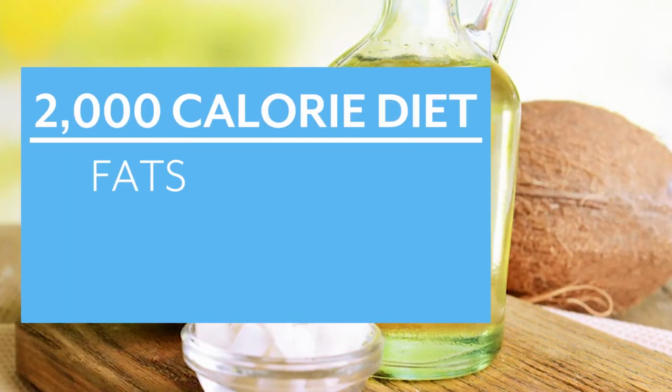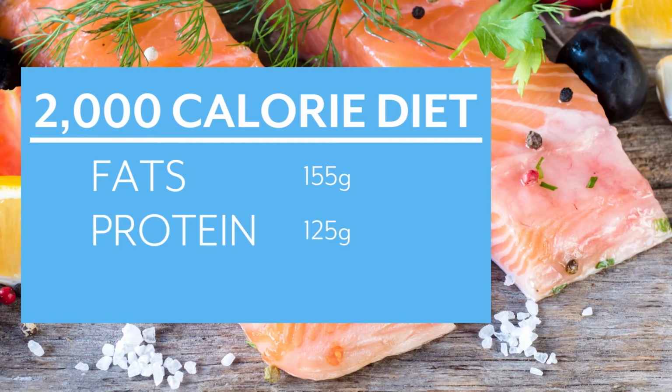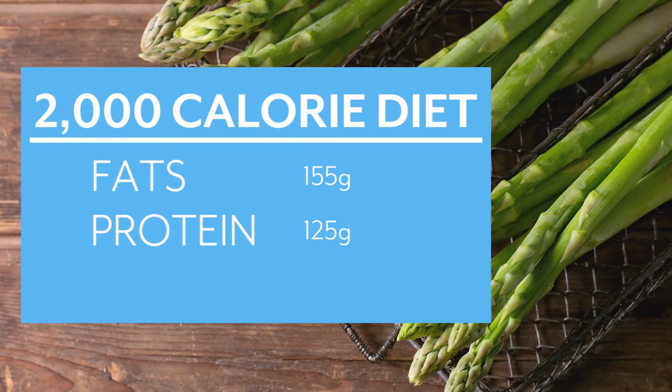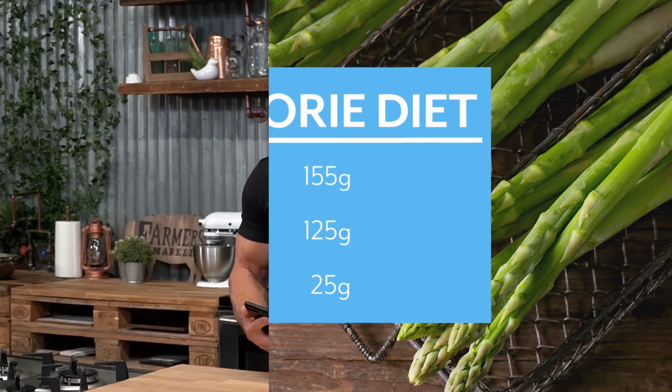So now we know that with a 2,000 calorie diet, we want 155 grams of fat, we want 125 grams of protein, and we want about 25 grams of carbohydrates. Now you can take this to a bunch of different levels, but this gives you a general macro breakdown.